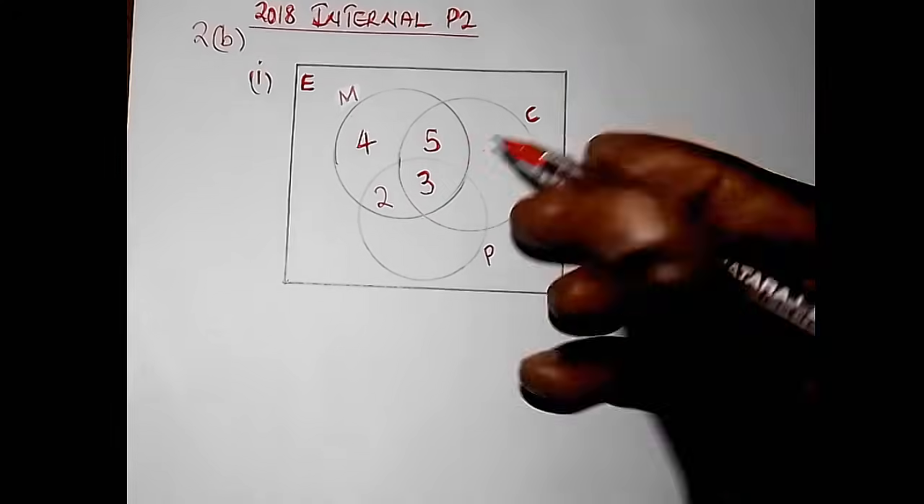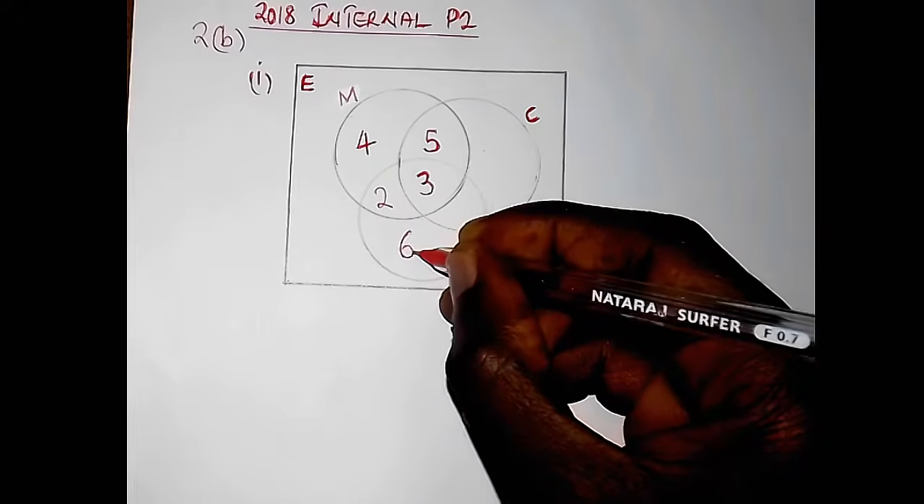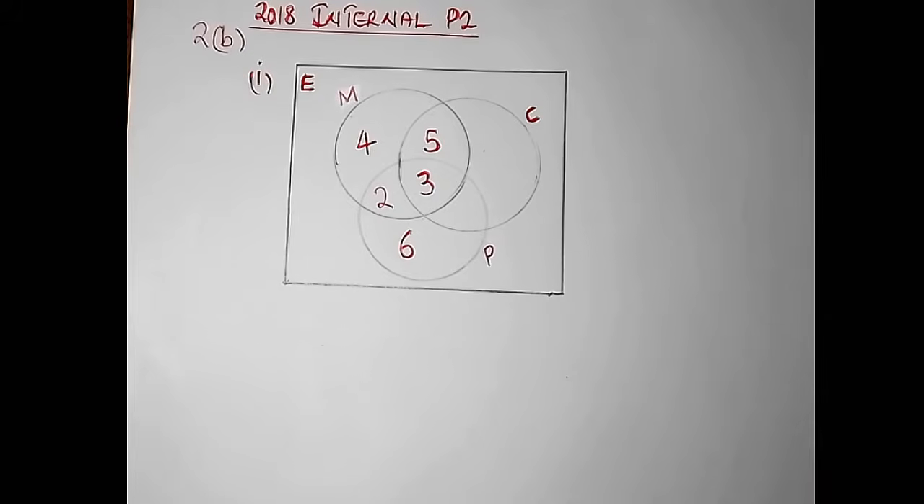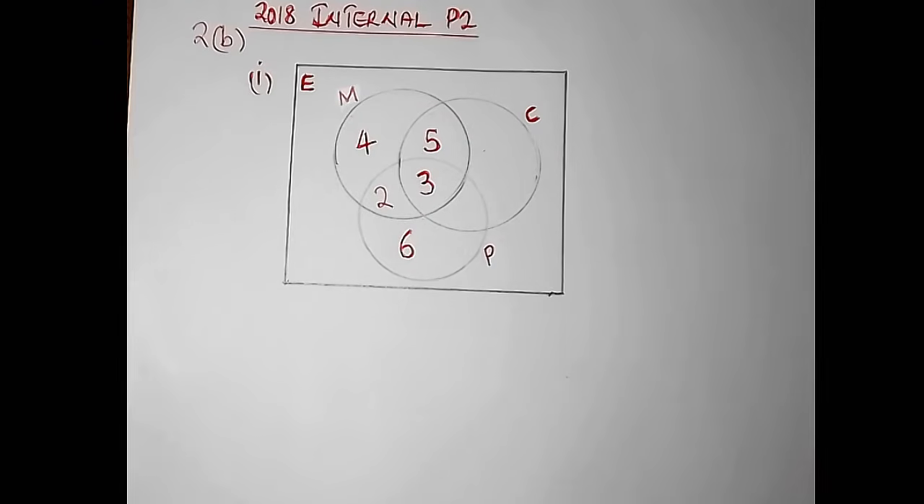So it can only be put where? Here in physics only. So it can only be put here in physics only. So that's how this set is supposed to be filled up. If you've seen, all these numbers add up to 20.